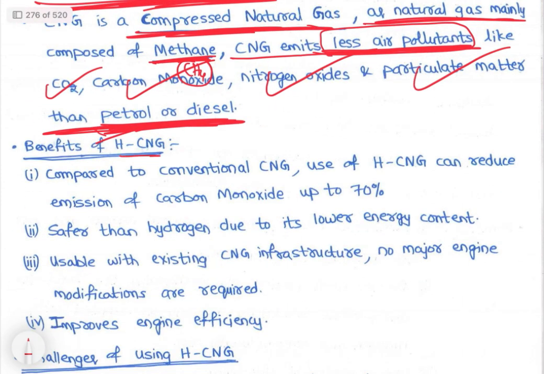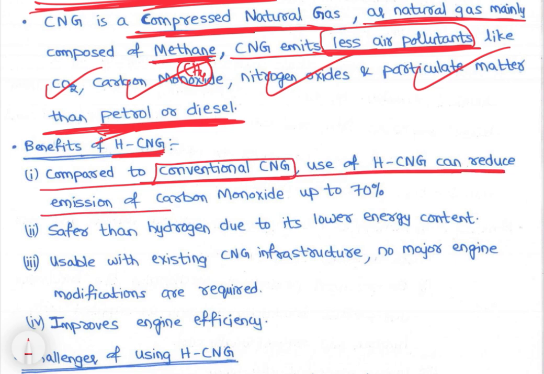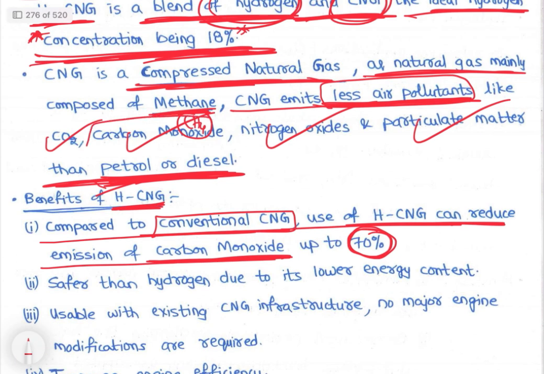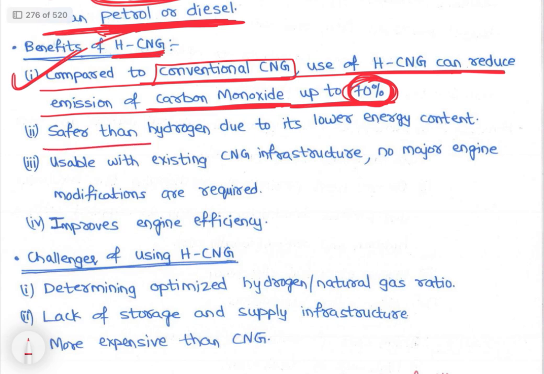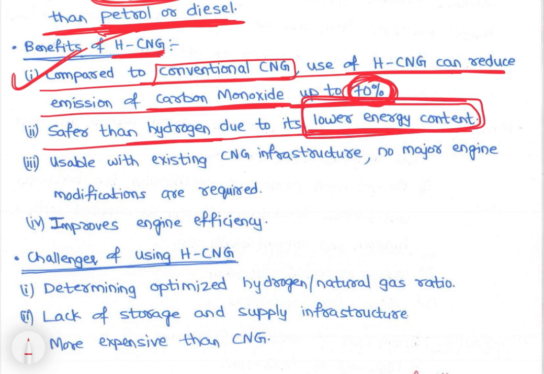So benefits of HCNG, compared to conventional CNG: use of HCNG can reduce emission of carbon monoxide up to 70%. So the carbon monoxide that comes out of CNG, it can reduce by 70%, right? Important point. Then it is safer than hydrogen because of the lower energy content of HCNG.